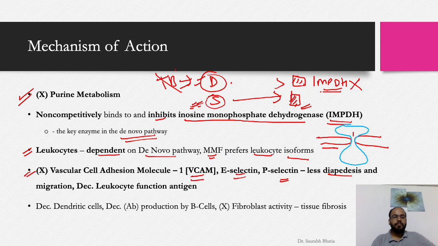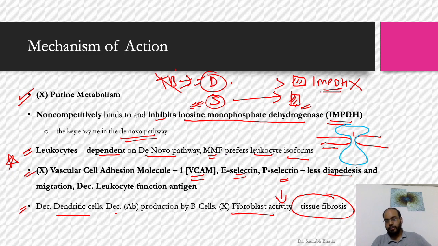Now, blockage of the de novo pathway is the main mechanism of action. Other mechanisms of action are somewhat minor. Other actions are decreased dendritic cell activation, decreased antibody production by B cells, and decreased fibroblast activity. Decreasing fibroblast activity can explain the decrease in tissue fibrosis and its use in fibrosing disorders like scleroderma or systemic sclerosis.